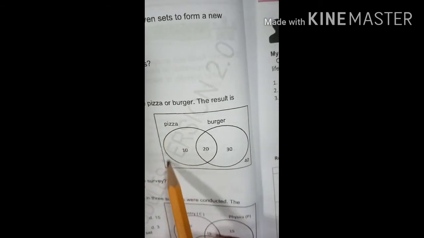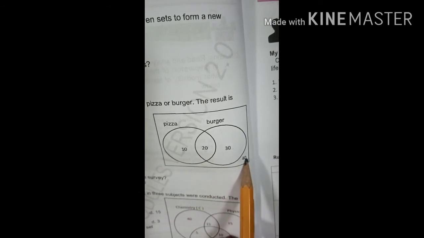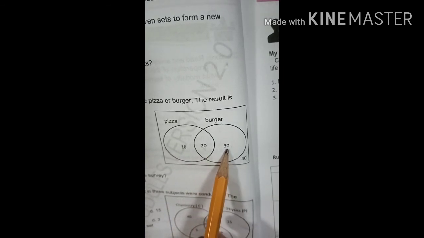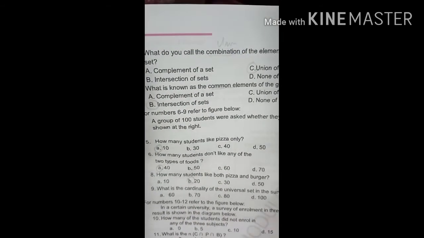Now number 9. What is the cardinality of the universal set in the survey? So talking about the universal set, all of the entire rectangle. So you will add 10 plus 20 plus 30 plus 40. Okay, 10 plus 20, 30 plus 30, 60 plus 40, 100. And it's here, 100 students. So therefore, what is the cardinality of the universal set in the survey? That's 100.